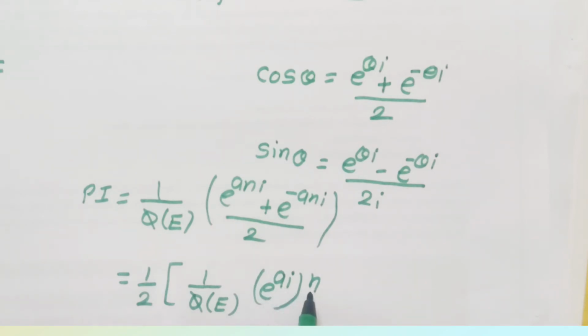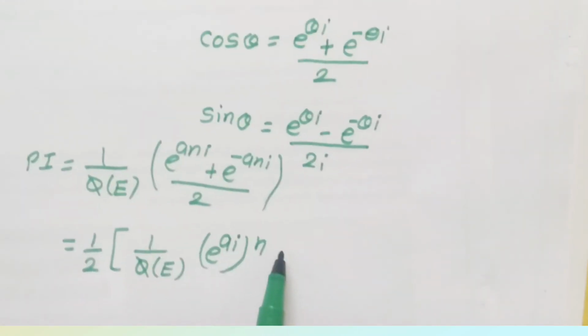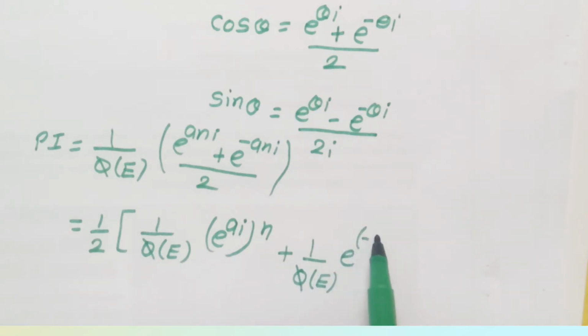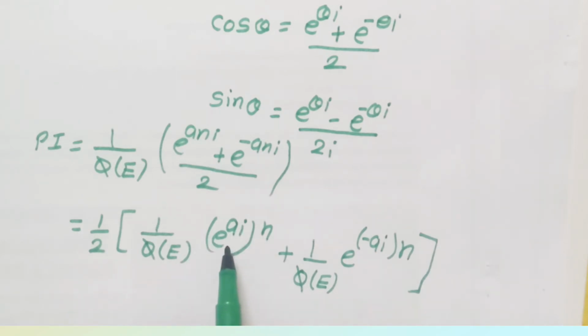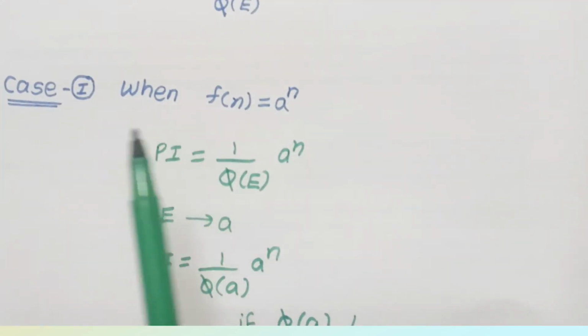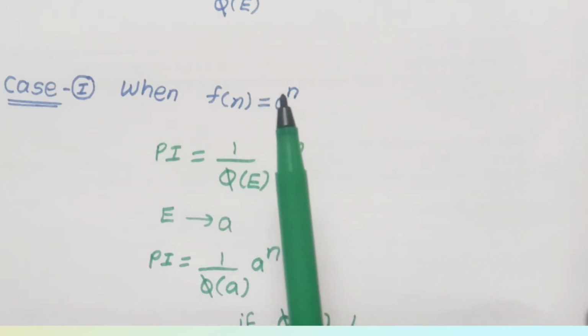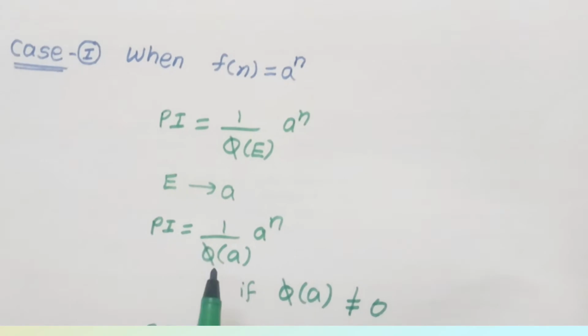So e raised to power a i whole raised to power n is similar to e raised to power a n i. Just for simplicity we are writing in this form, and here the second term is 1 upon phi of e raised to power minus a i into n. Again it is similar to this term. Now if you observe this term, it is just like a raised to power n. Here see, our case 1 is f of n equals a raised to power n. Any constant raised to power n, then we have to replace e by a.